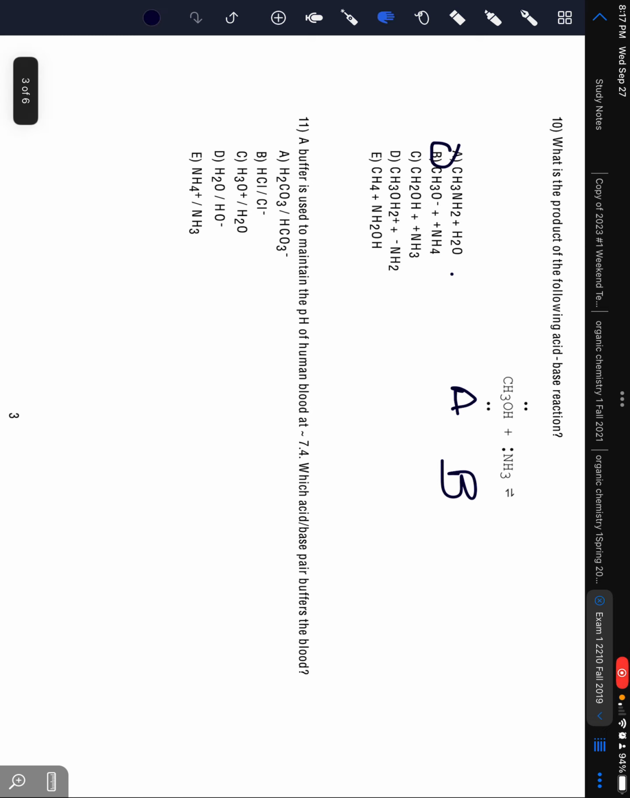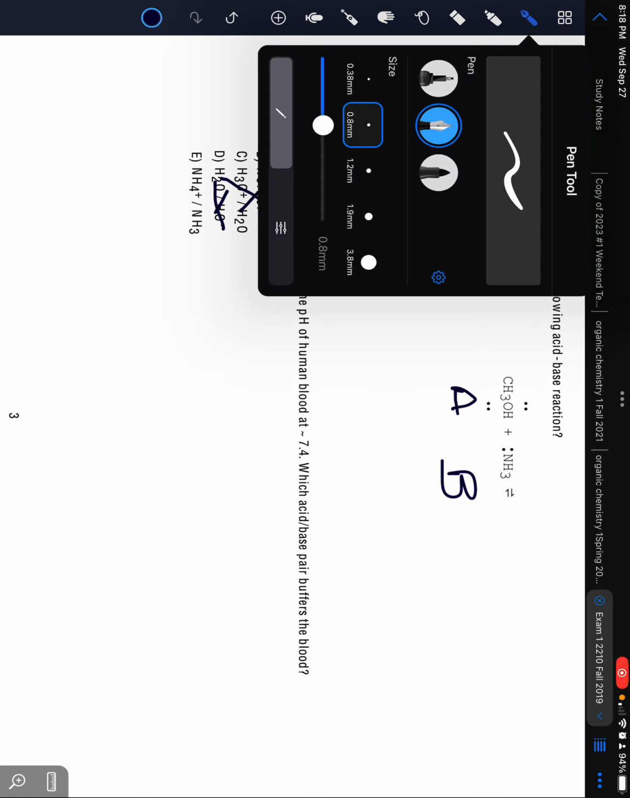A buffer is used to make human blood. Which acid-base pair is the buffer? So we know it can't be D because you can't have a strong base. So you also can't have a strong acid, so it can't be B or C. For pH 7.4, it's usually the bicarbonate buffer. I don't know if we spoke that much about that.